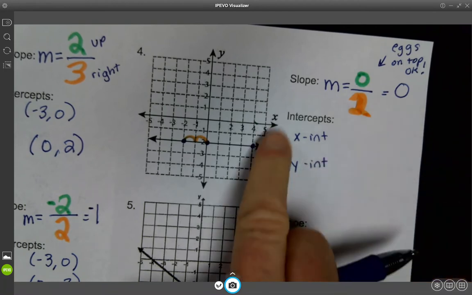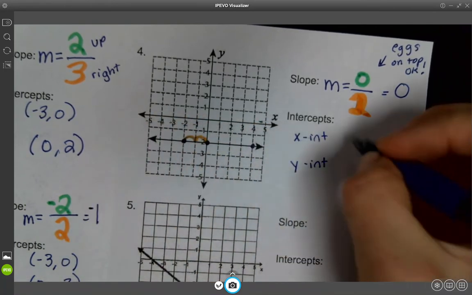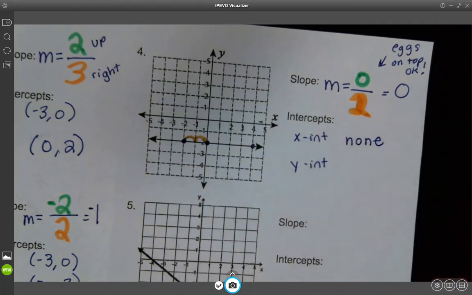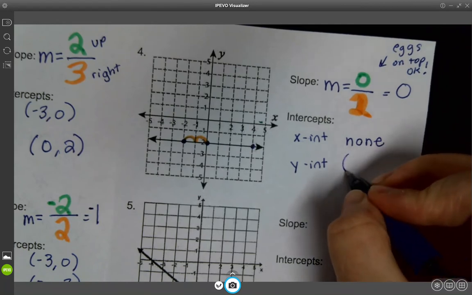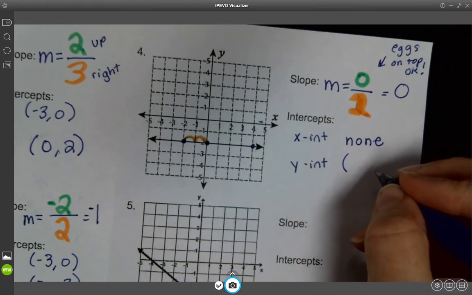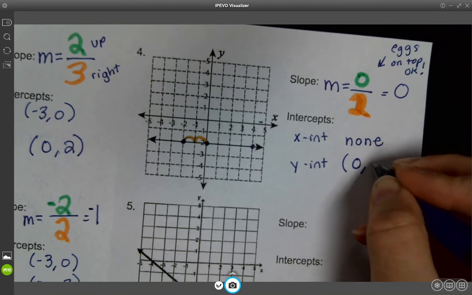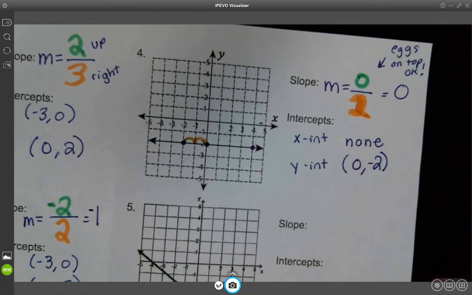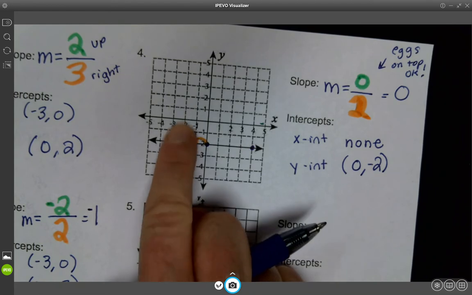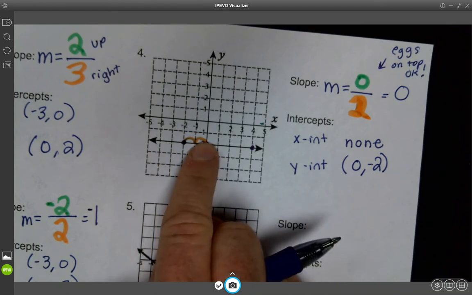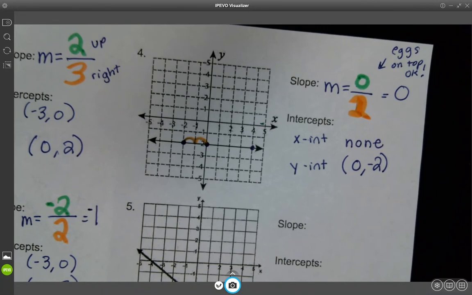Let's look for the x-intercept. Does it cross the x at all? So we'll write none. Then our y-intercept. Yeah, -2. Yep. Wouldn't that 2 on the bottom of there be negative? No, because I went right, 2. Because I didn't go up or down. I went right. Right is a positive direction.